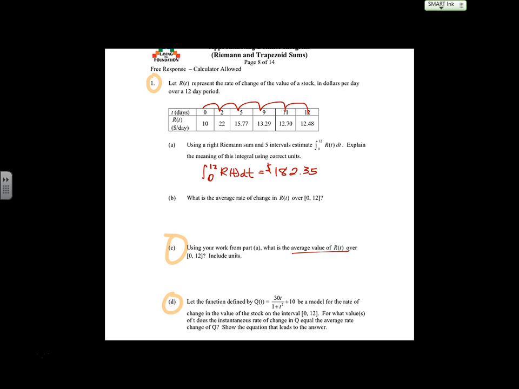Hey guys, what's the average value formula? Average rate is f of b minus f of a over b minus a. Average value is 1 over b minus a times the integral from a to b. So, 1/12, except, what am I going to do instead of the integral? Use the approximation from above.